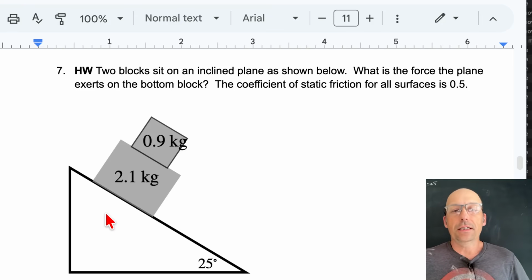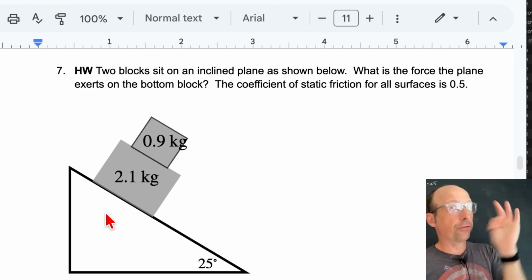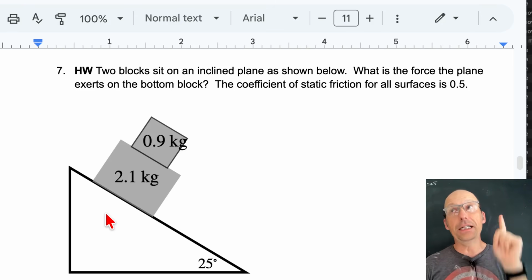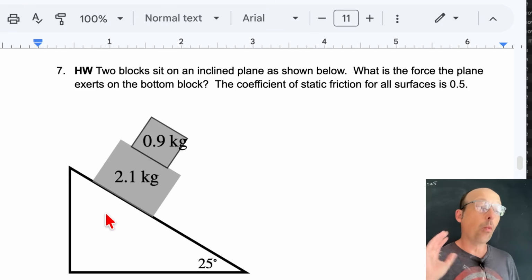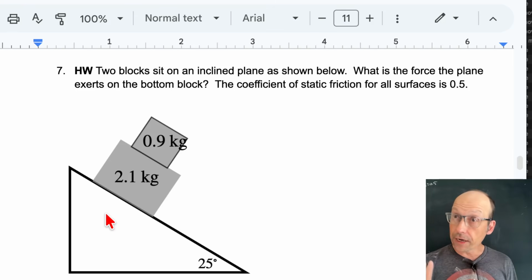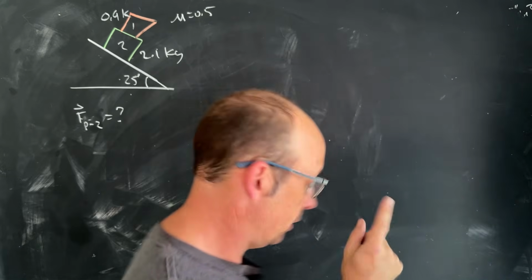The question says, what is the force the plane exerts on the bottom block? It's really bad, but we're going to do it anyway. I'm going to do this three ways. The first way is the simplest way possible. Let's go to the board and solve the first way. What's the force of the plane on the bottom block? I'm going to give it as a vector.